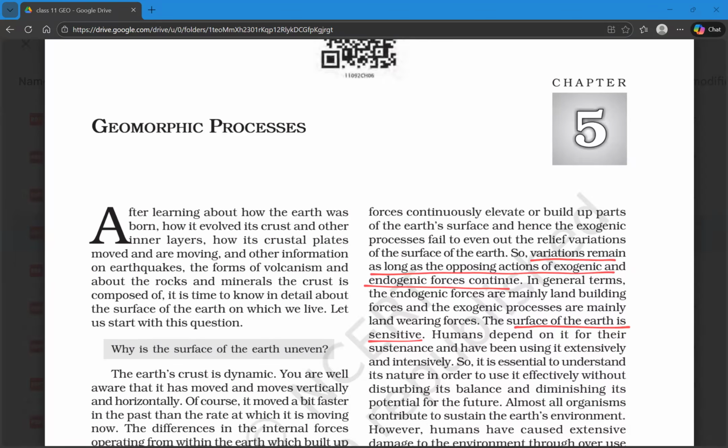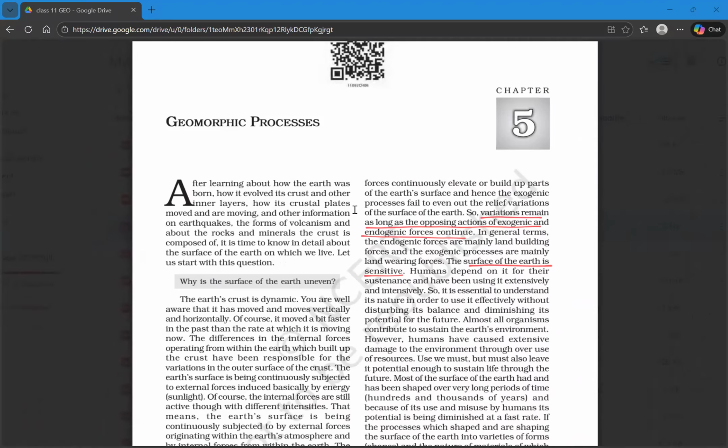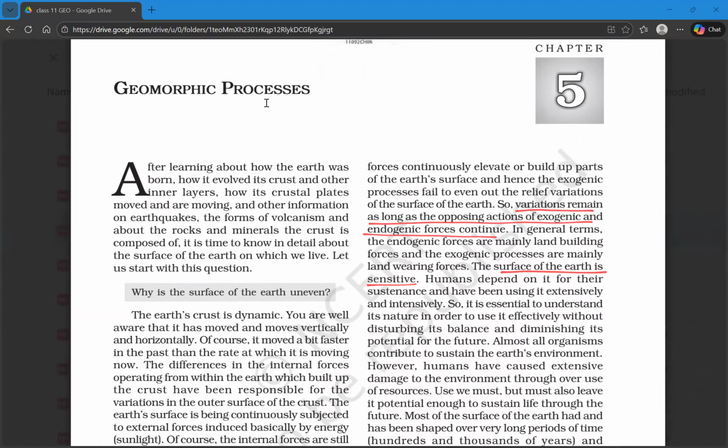So with this video we are starting chapter 5. Let's go. The chapter name is geomorphic processes. Let's start from here.